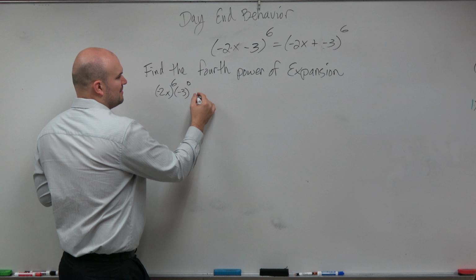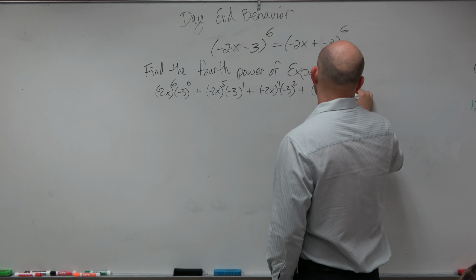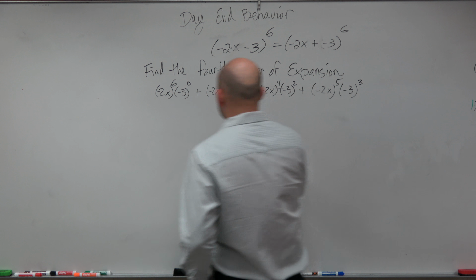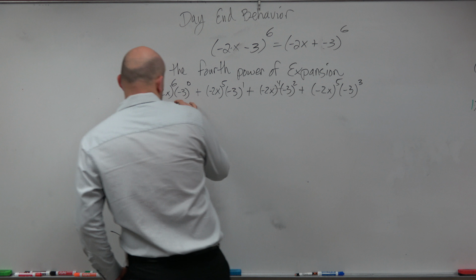And then my second term is going to be negative 2x to the 5th times negative 3 to the 1st, plus negative 2x to the 4th times negative 3 squared, plus negative 2x to the 5th power times negative 3 cubed. Actually, why am I getting these so far away? Let's just get this. All right, so that's my first term, second term, third term, fourth term.